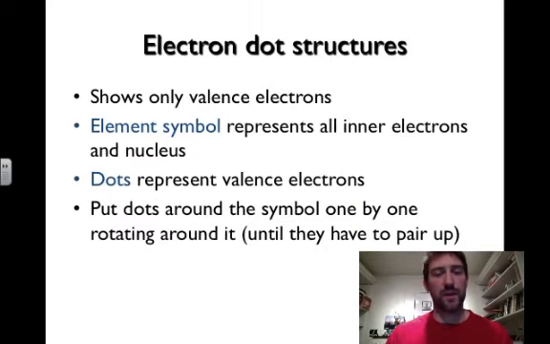So in electron dot structures, here's basically the general rules. We're only going to show the valence electrons, which are the electrons that live around the outside edge. We don't care about anything that's closer to the nucleus, because the outside edge electrons are the ones that determine bonding. The element symbol in the middle refers to the element, but it's also going to include all the unseen electrons. The dots that we put on these are only valence electrons, and we put them around the symbol one by one in a rotating order until they have to pair up. The max we'll have is 8 electrons, so that's 2 pairs, 2, 2, 2, 2.